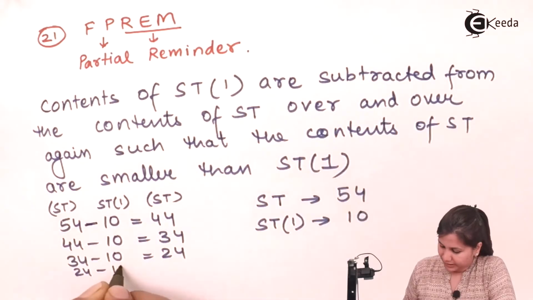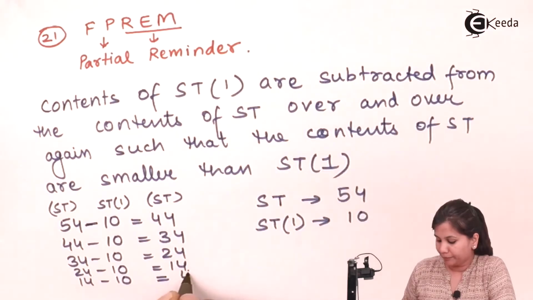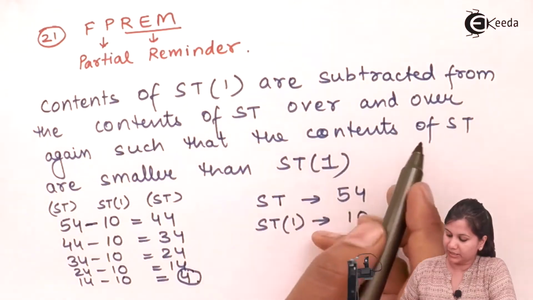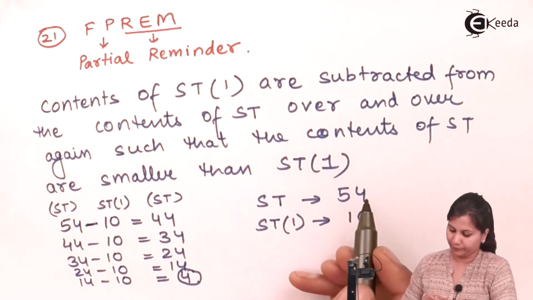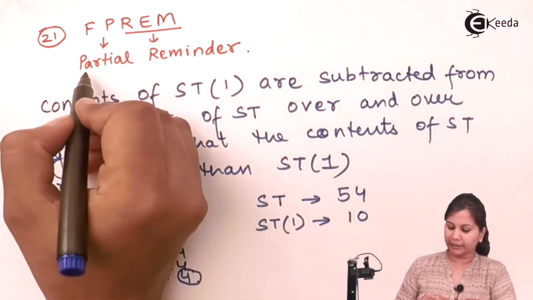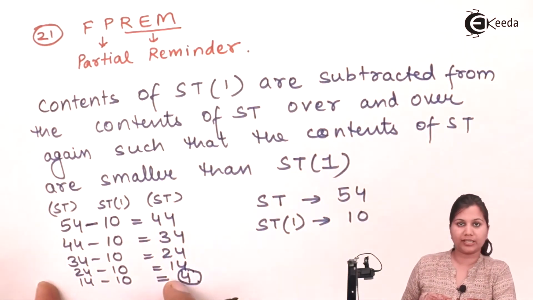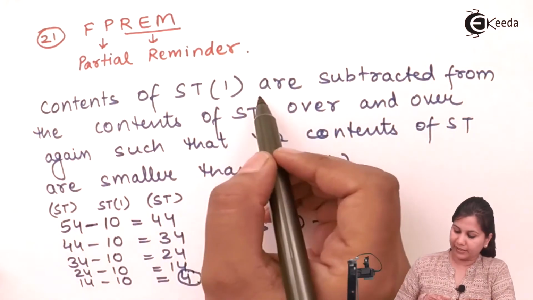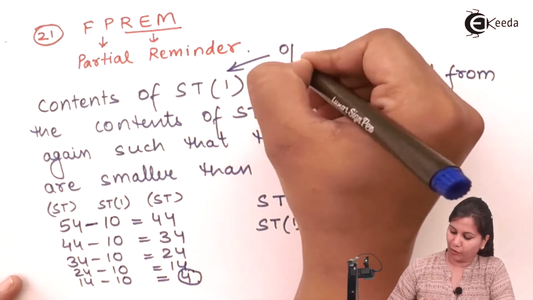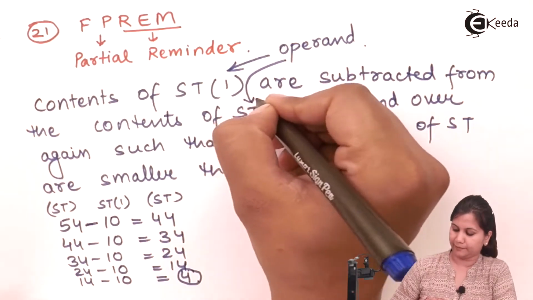Again 24 minus 10 we will get 14. Again 14 minus 10 we will get 4. So now at this point we see that the contents of ST are smaller than ST1. So again and again we are doing the subtraction, and we get the partial remainder. This is how this instruction is executed. Contents of ST1 are subtracted from contents of ST. So ST1 is one of our operands and the other operand is in ST.